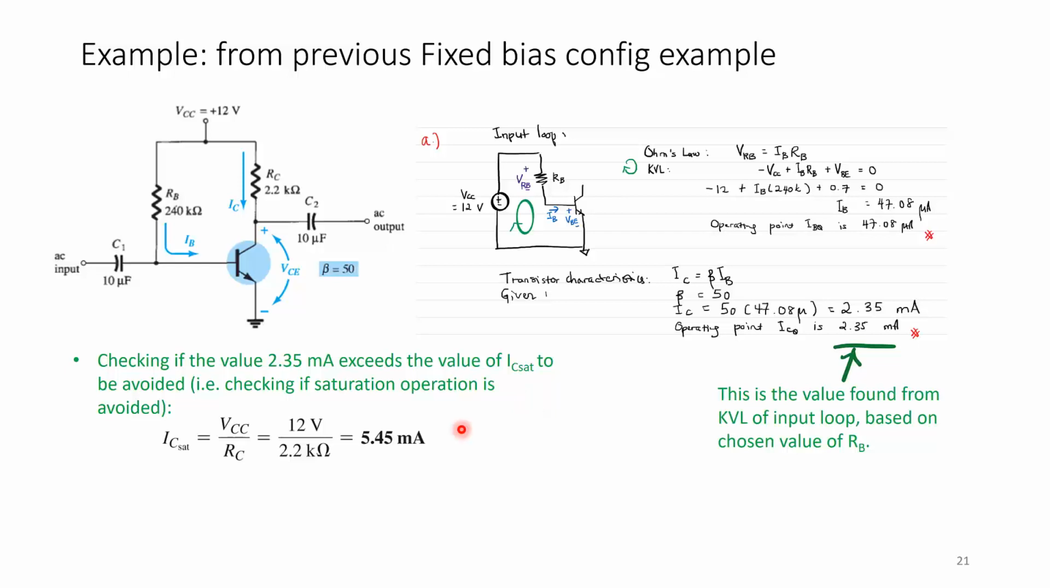If I do IC set by estimating VCE to be equal to 0, VCE is not equal to 0 in this case, but we're just estimating because we want to know what IC set is. We find that IC set is 5.45 milliamp, so our design is 2.35 milliamp, meaning this design is acceptable from the point of view of avoiding saturation.